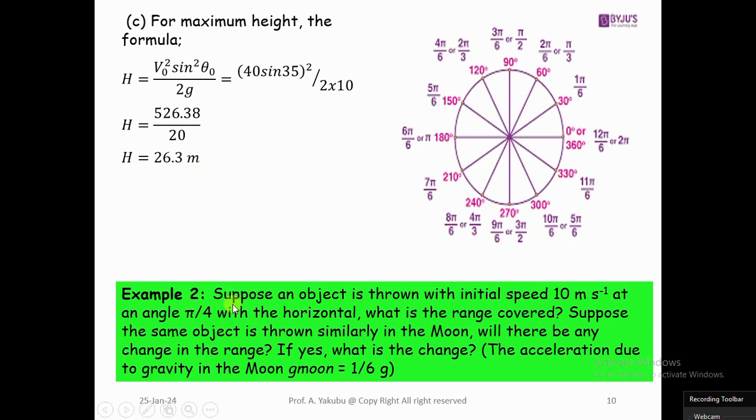Example 2. Suppose an object is thrown with an initial speed of 10 meters per second and an angle of pi by 4 with the horizontal. What is the range covered? Suppose the same object is thrown similarly on the moon. Will there be any change in range? If yes, what is the change? The acceleration due to gravity on the moon is 1 over 6 g.